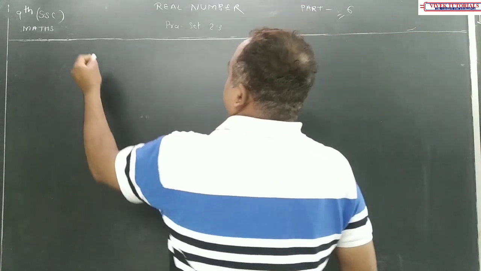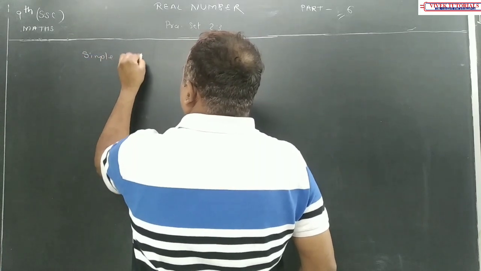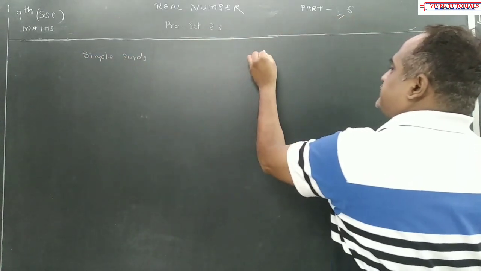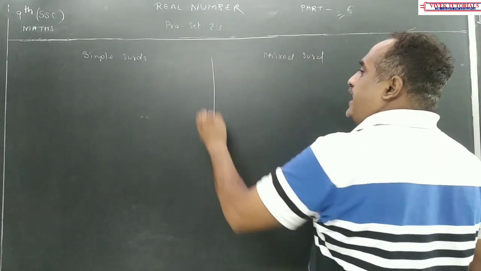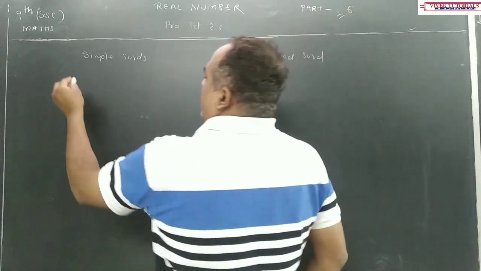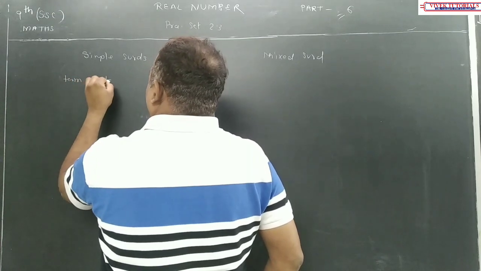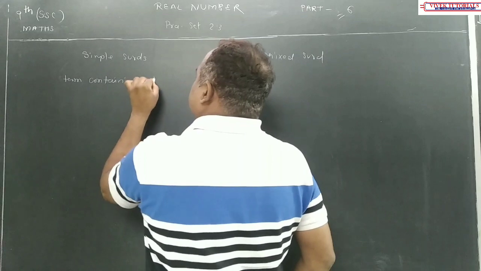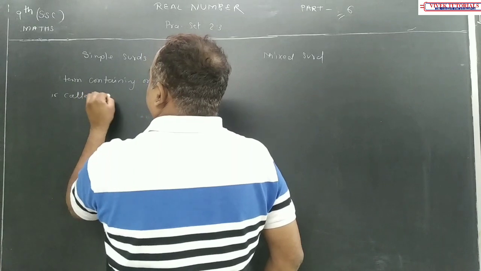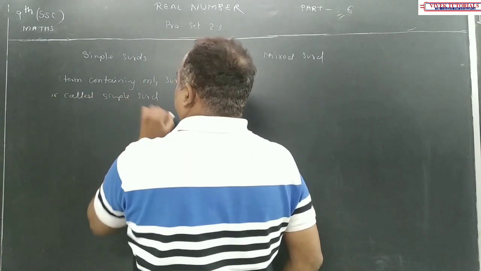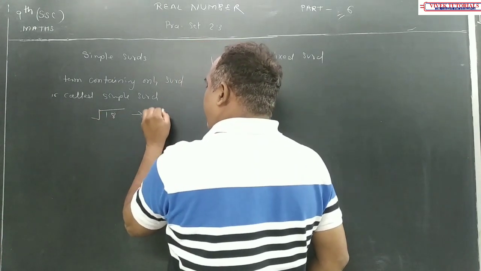Now, the new concept is simple surd and mixed surd. A term containing only surd is called a simple surd. For example, root 18 is a simple surd.